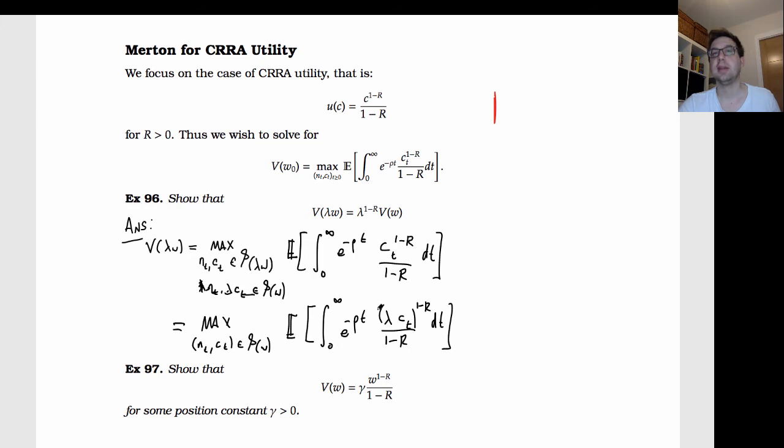So if we look at what effect that has on this specific utility function, all I've done is multiplied that utility function, the one from wealth W, by lambda to the power 1 minus R. Okay, so notice lambda to the 1 minus R is the only thing that depends on lambda in here now, and everything else is exactly the value function from before. So because of the form of our utility function, if I multiply wealth by lambda, it has the effect of just changing the value by a factor of lambda to the power of 1 minus R. Okay.